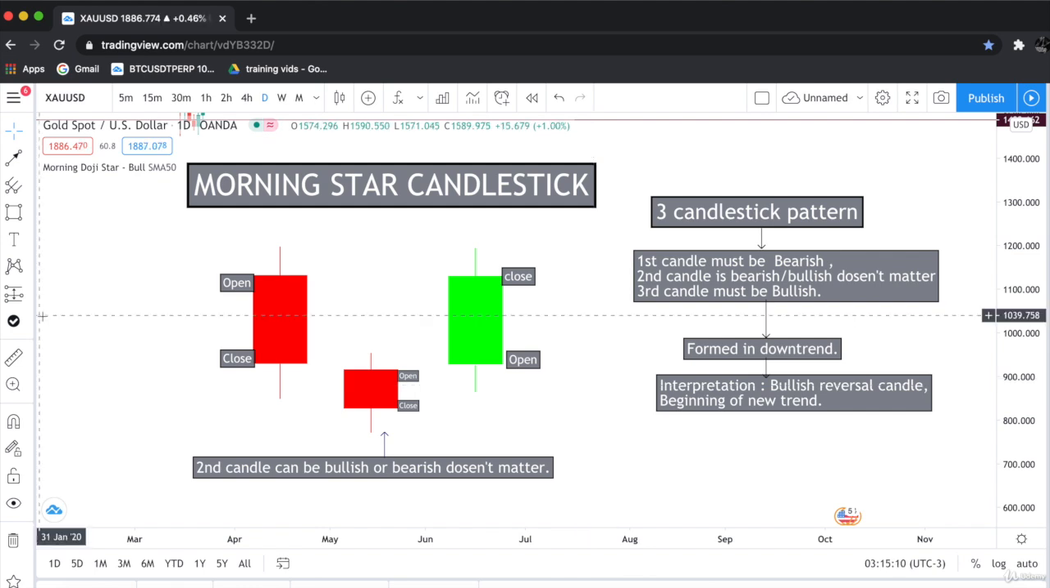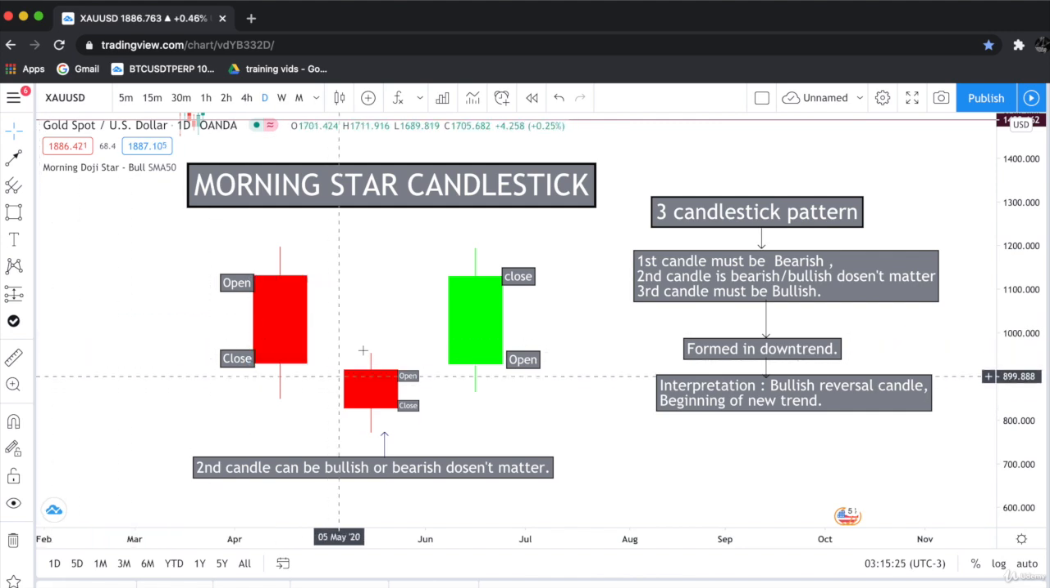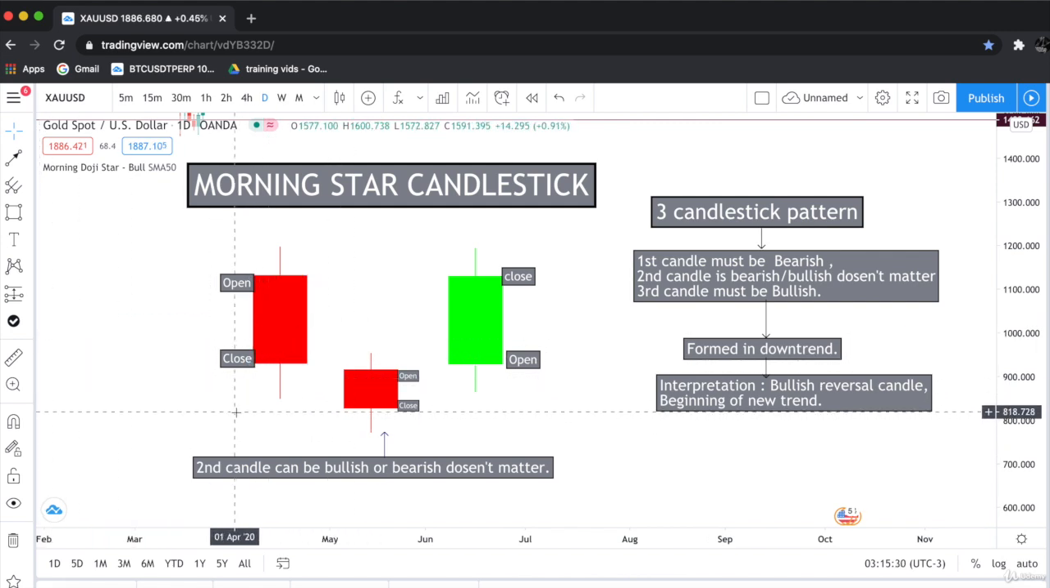Always use bigger time frames for optimal entries on the morning star. For example, the daily chart and the 4-hour chart. Avoid using the intraday charts because you can't identify a clear downtrend over there, and it is of no use. To take the maximum profit out of this pattern, use it in the bigger time frames. Let's go to the chart and find a morning star candlestick pattern.